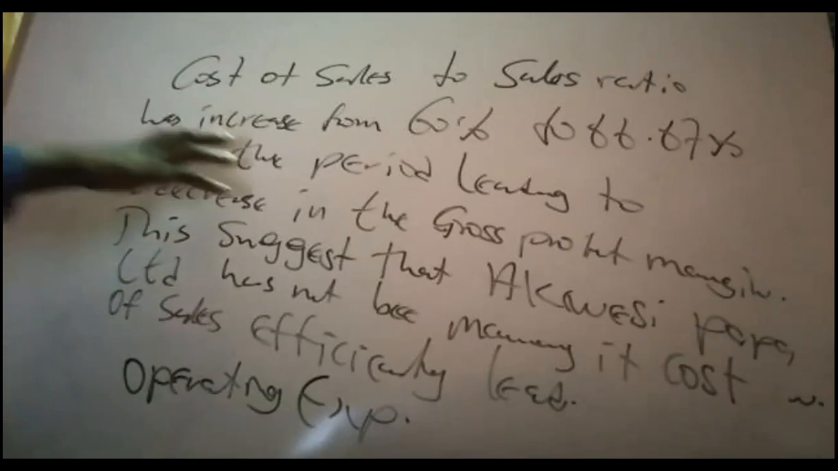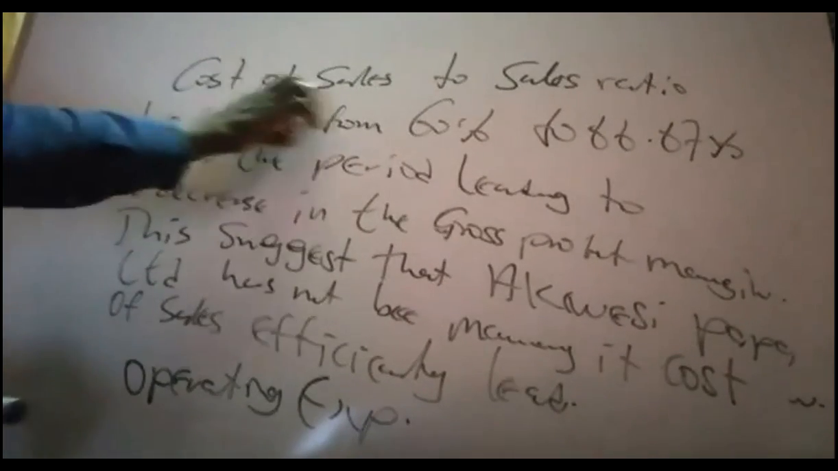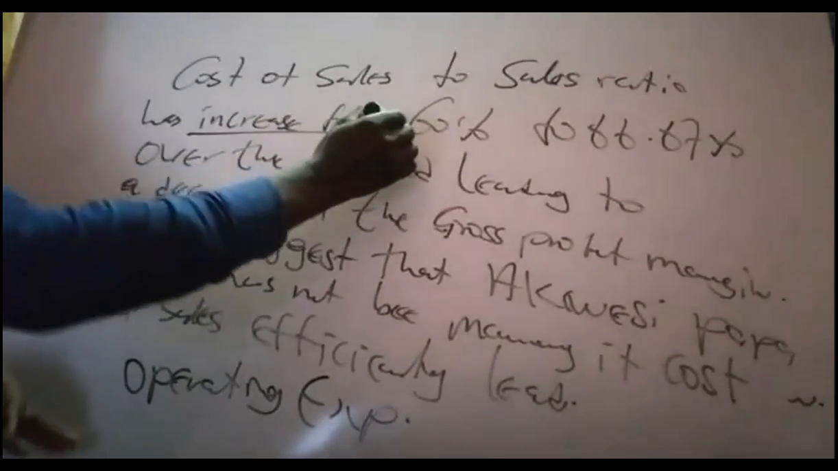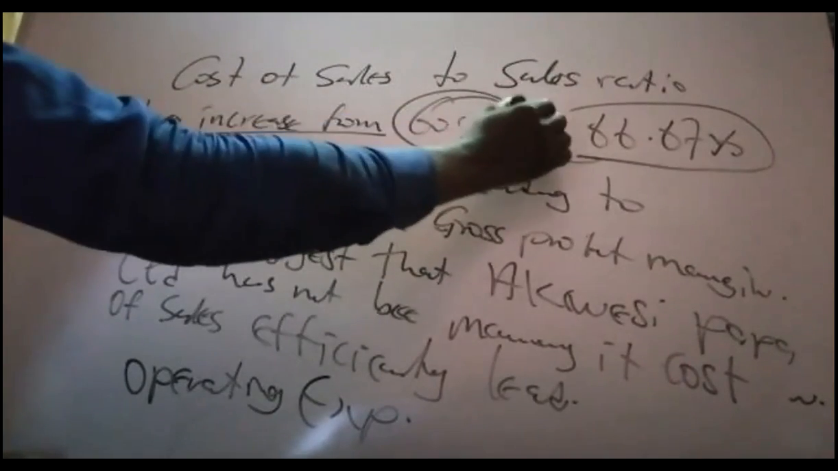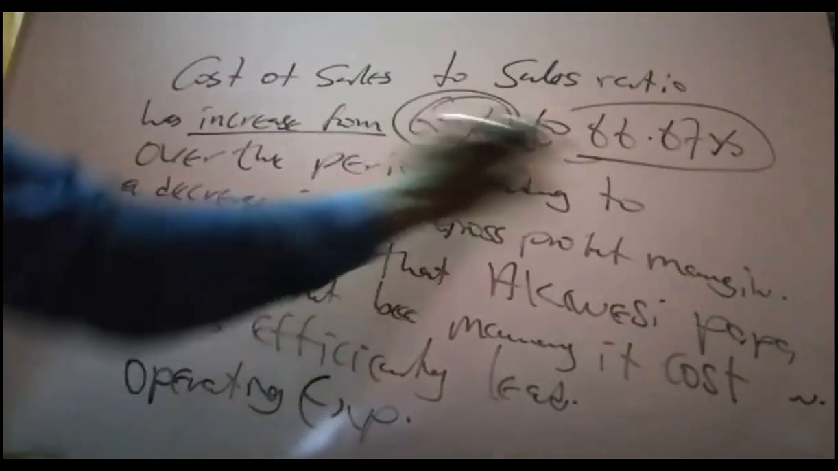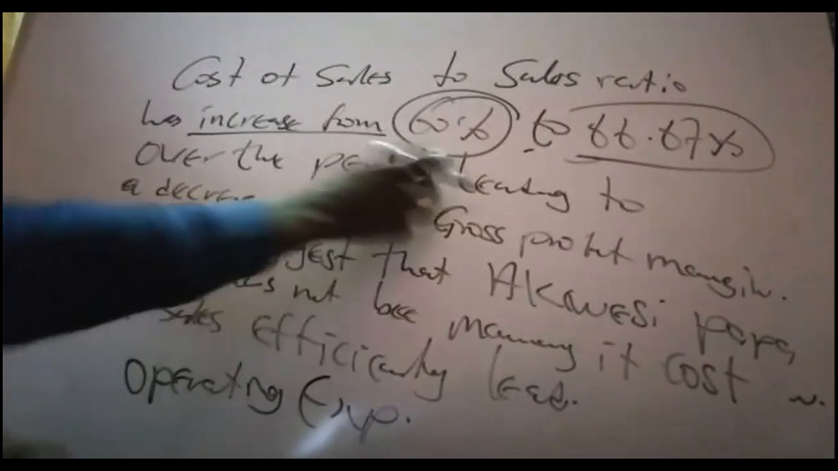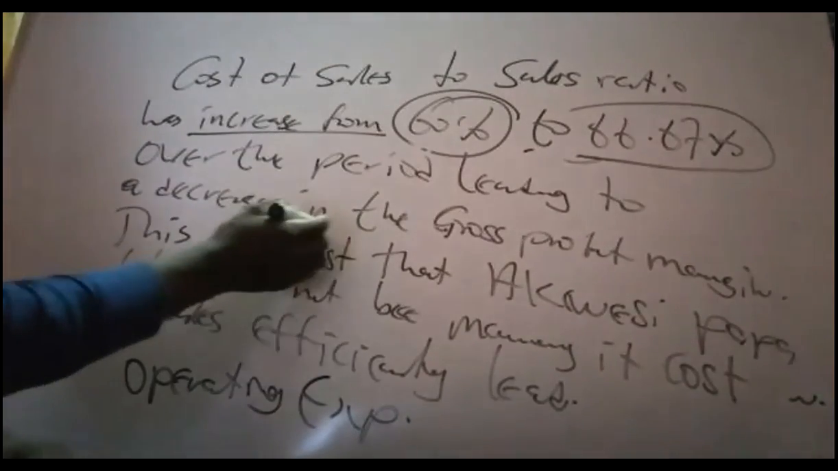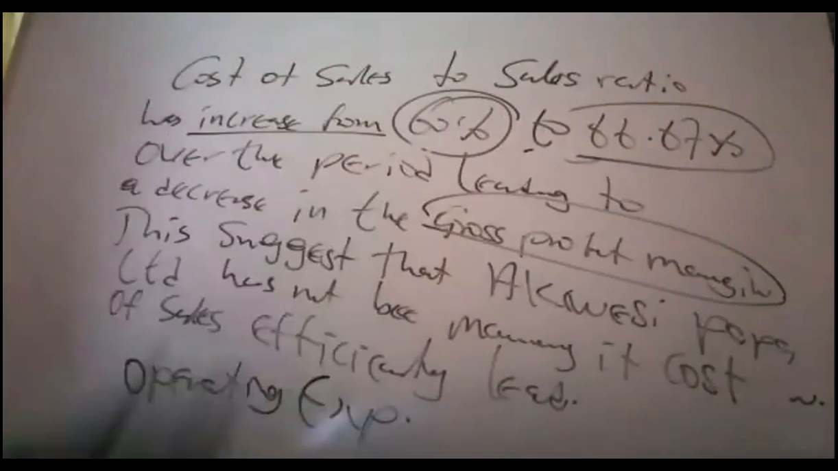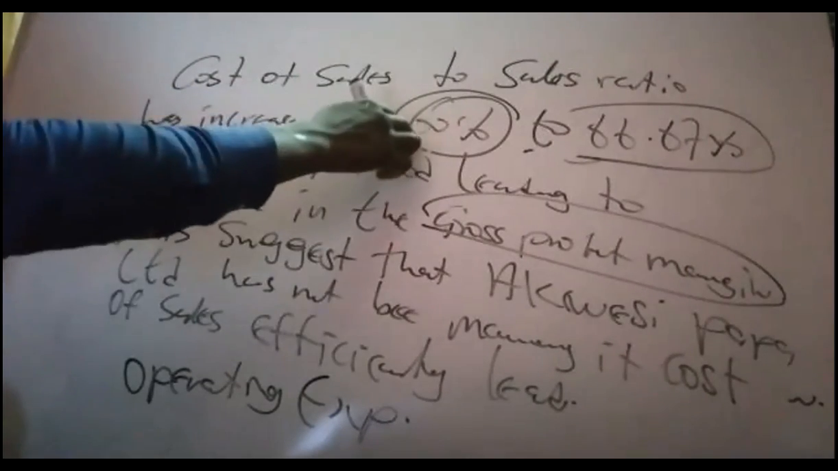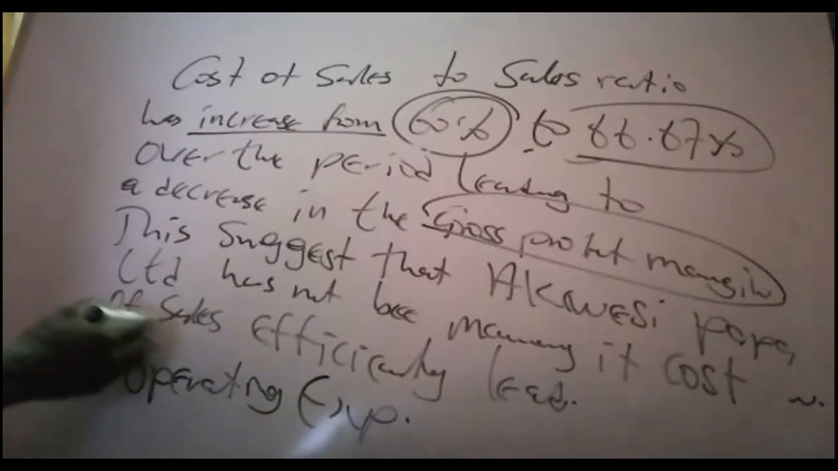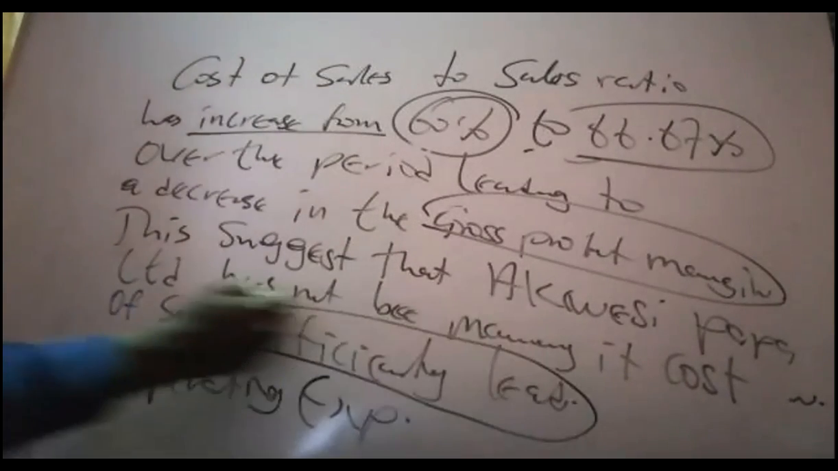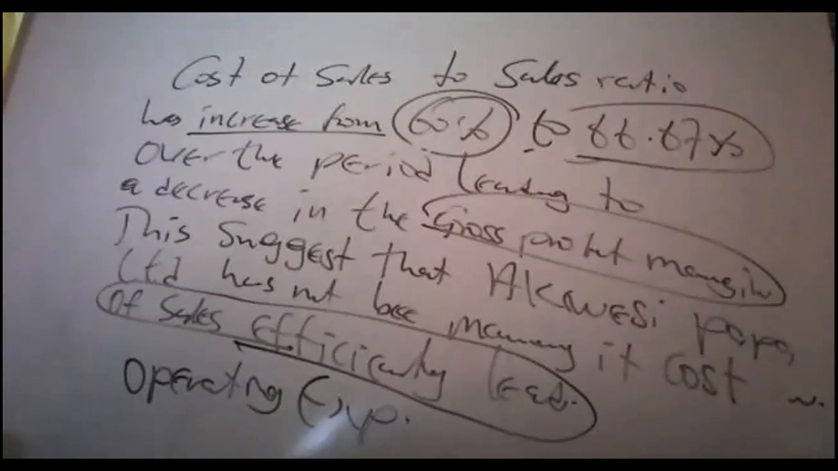For instance, we started by saying that the cost of sales to sales ratio has increased from 60% to 66%. So we are not basing it only on 1 year. We are comparing the 2 years over the period, leading to a decrease in the gross profit margin. So we have told the examiner what has happened, its implication, and the suggestion, and then we have given the reason, the causes of this bad performance. So all the points are in it.